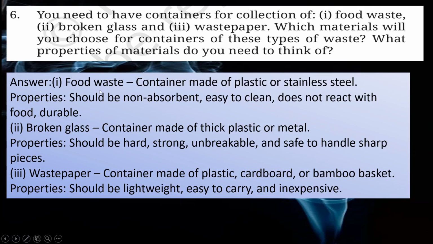Answer. One is the food waste. Container made of plastic or stainless steel. Properties should be non-absorbent, easy to clean, does not react with food, and durable. Second is broken glass. Container made of thick plastic or metal. Properties should be hard, strong, unbreakable, and safe to handle sharp pieces. Third, waste paper. Container made of plastic, cardboard, or bamboo basket. Properties should be lightweight, easy to carry, and inexpensive.